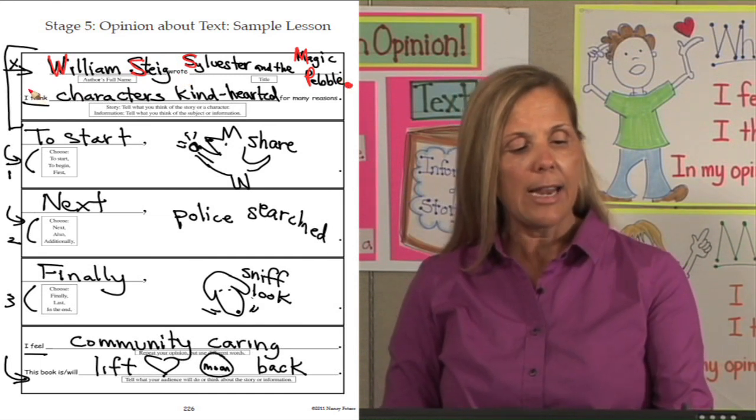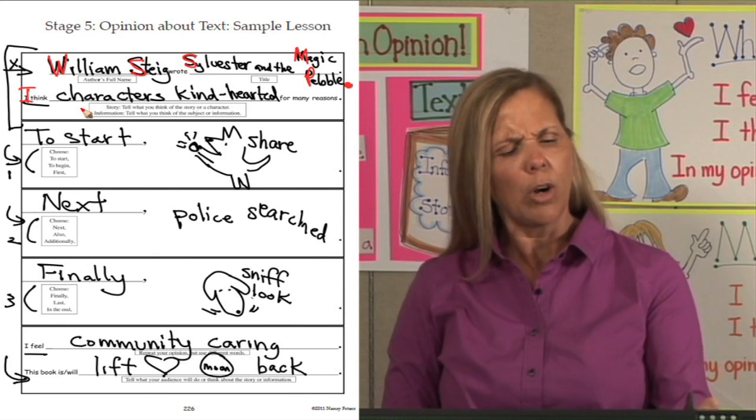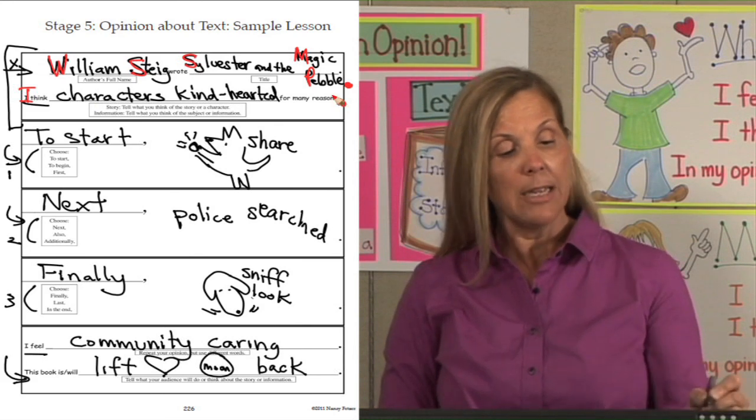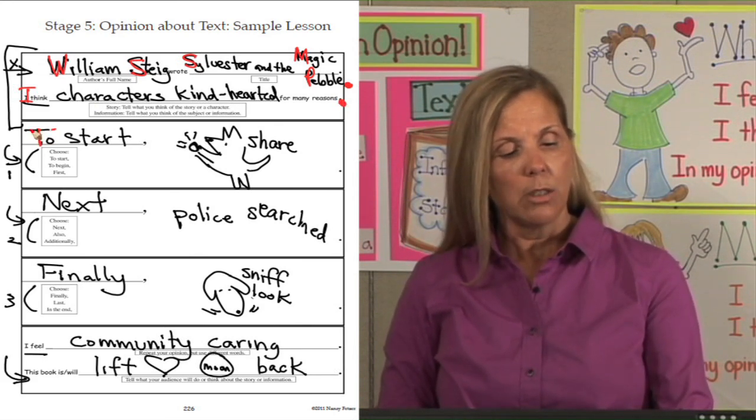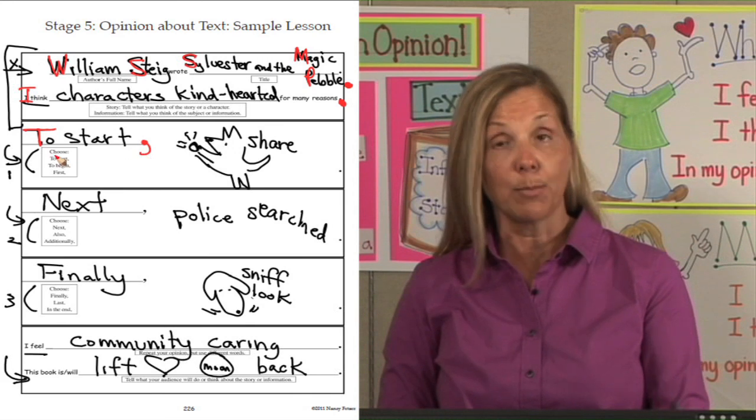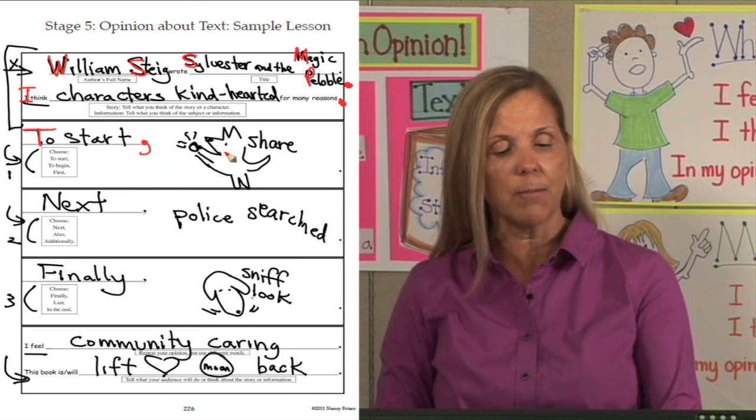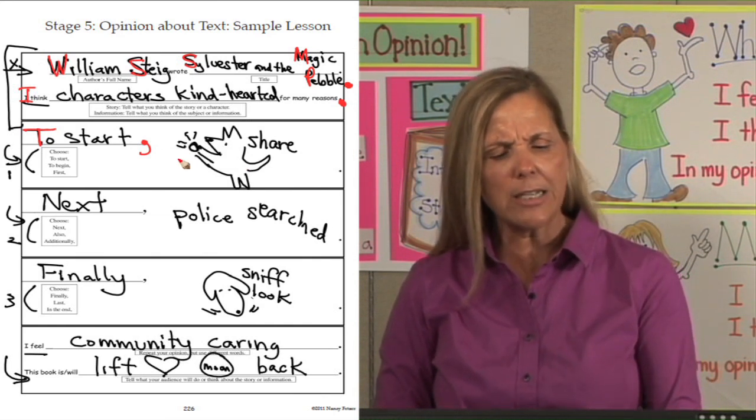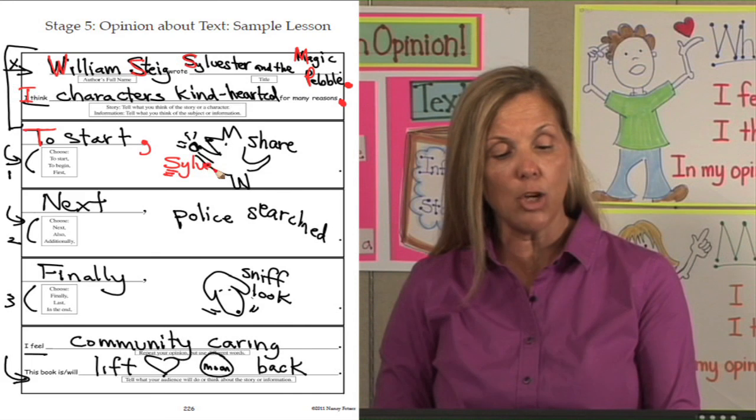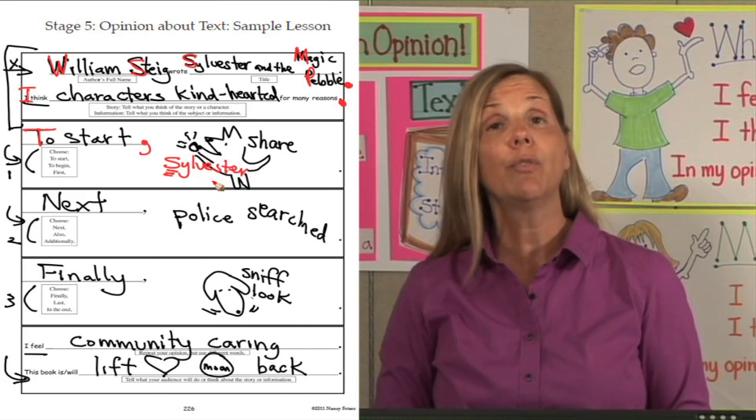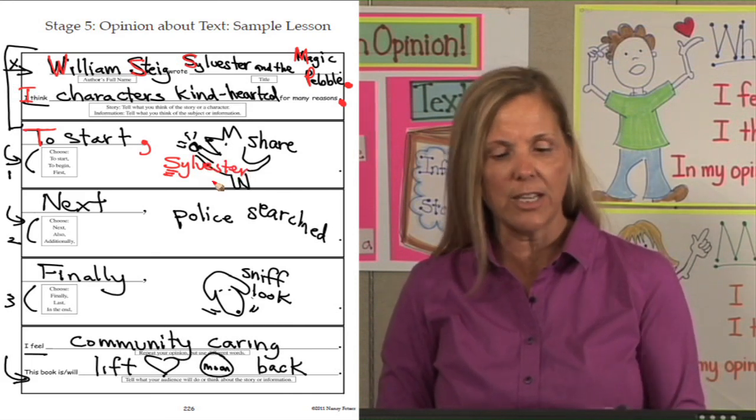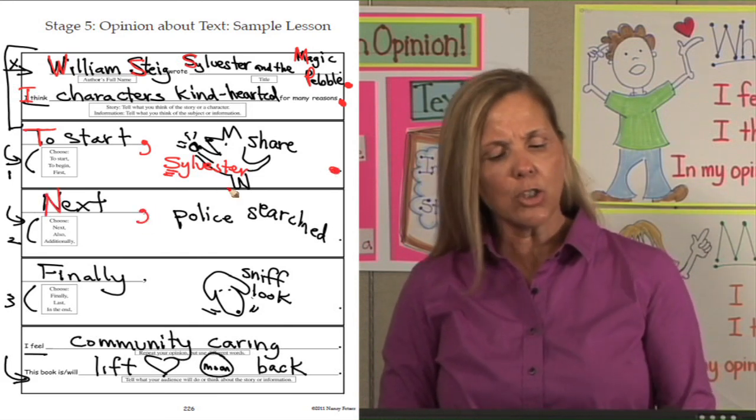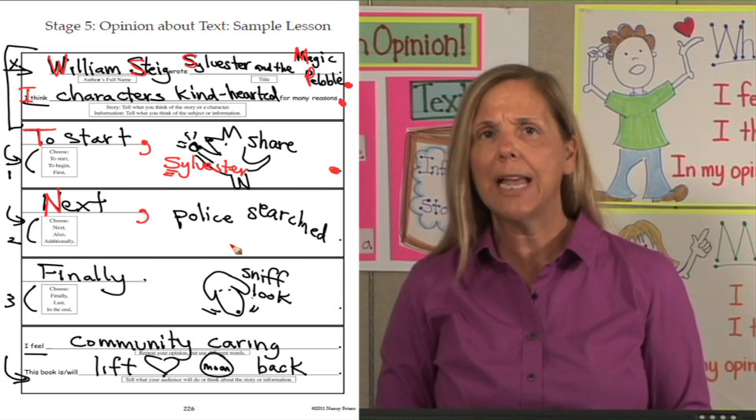Period. I, capital. I think this story is packed with characters that are kind-hearted for many reasons. Period. To, capital. To start, comma. That's my transition. I need a comma after it. To start, Sylvester, or I also said "the main character." I'm going to write Sylvester here with a capital just in case I use his name. To start, Sylvester found a magic pebble and wanted to share it with his friends and family. Period. Next, capital, comma. The police searched for the lost boy and were upset when they couldn't find him.